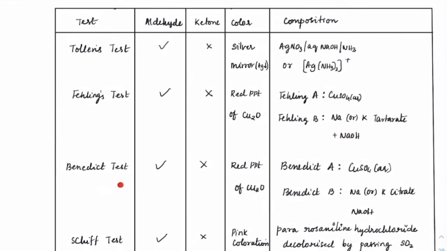Next, the Benedict test, which is the same as that of the Fehling test, only that Fehling B and Benedict B are different. A, B are two test tubes. A is one test tube, B is one test tube. So in this test tube B, we have this solution, sodium potassium citrate instead of tartrate.